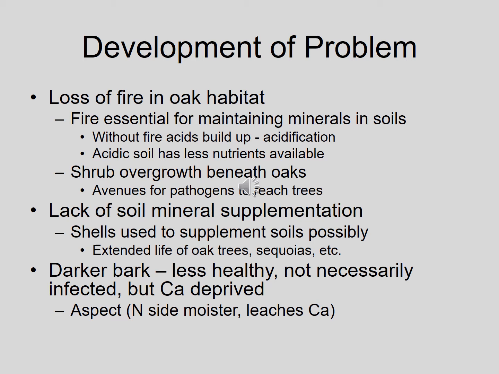And what's happening in our California soils, which are usually very alkaline, is that with lack of fire, if you look down 18 inches or more, they are becoming more acidic. This is the theory and the idea, and there's been some substantiation of it as well. So the acidic soil has less nutrients available, and that hurts the trees. And shrub overgrowth, because of lack of fire, creates ways and actual pathways for the pathogens to get onto the trees. And there's lack of soil mineral supplementation.